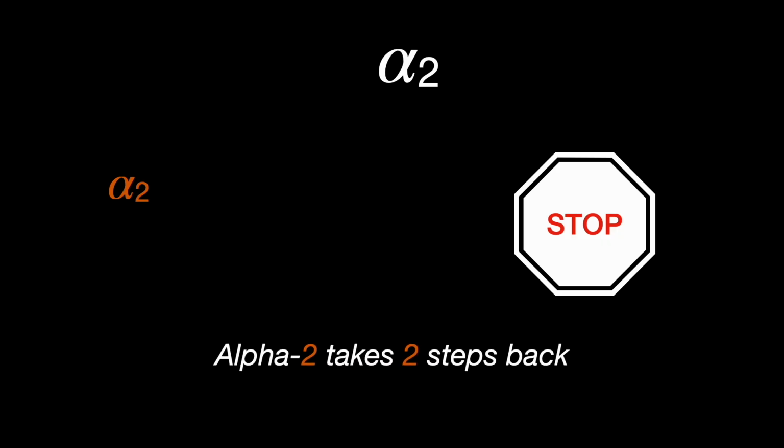Our next receptor is Alpha-2. When we think of Alpha-2, the first word that should come to mind is inhibition. So, how do we remember it? Don't worry. Let's say Alpha-2 takes 2 steps back. Let's set up the equation then. Alpha-2 equals inhibition.